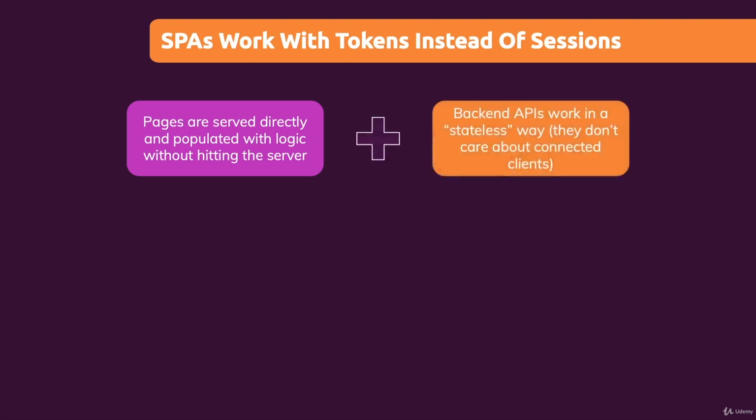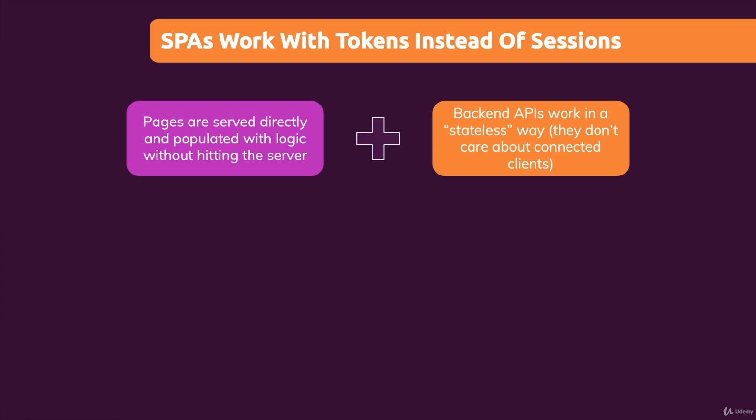In addition, backend APIs which we use for single-page applications are typically stateless. They don't care about the individual connected clients. They don't keep track of all the connected clients. Instead, the idea is that that API can work pretty much on its own. And it just is able to hand out permissions to clients who authenticated so that they can then later request access to protected resources.